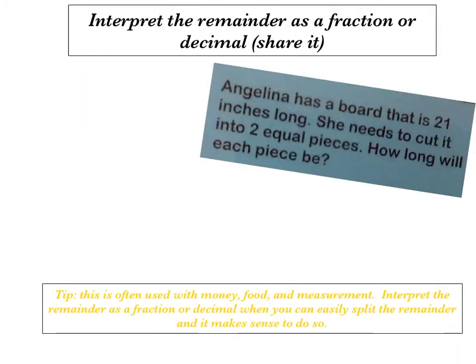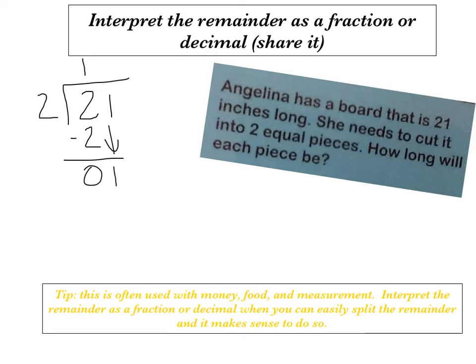Another example is when you're going to use the remainder as a fraction or decimal, so you're going to share it. Here we've got Angelina has a board that is 21 inches long. She needs to cut it into 2 equal pieces. How long will each piece be? So I've got 21 inches, and I'm dividing it into 2 equal pieces. 2 can go into 2 one time. 2 times 1 is 2. 2 minus 2 is 0.